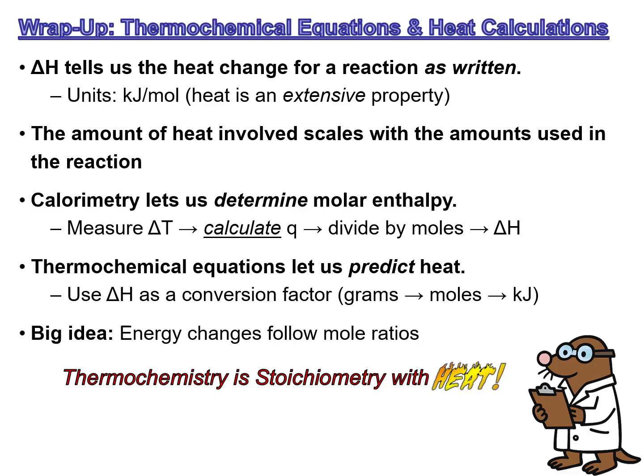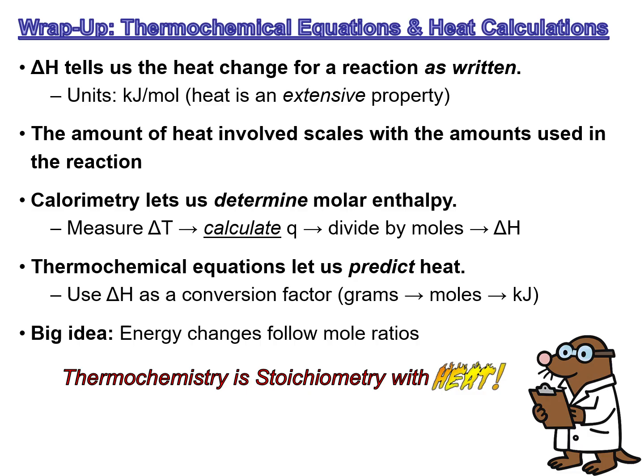The amount of heat involved scales with the amounts used in the reaction because heat is an extensive property. So the more reactants you use, the more heat you're going to generate, as long as you're increasing both reactants or you have stoichiometric amounts of everything present. If you have 0.1 grams of sodium metal and you're increasing the amount of water, that's not going to change the amount of heat at all because you're limited by how much sodium you have present.